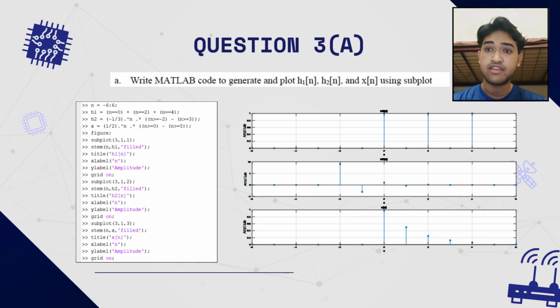For h1[n], we clearly see the 3 impulses. For h2[n], the signal alternates between positive and negative values because of the negative exponential base. And for x[n], the amplitude decreases as n increases because the base is 1/2.